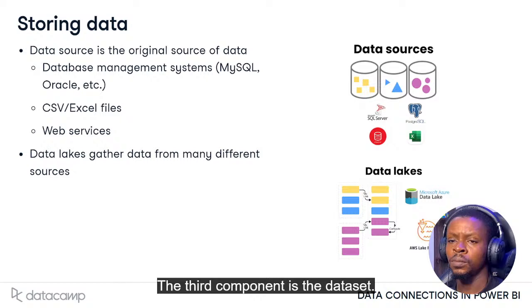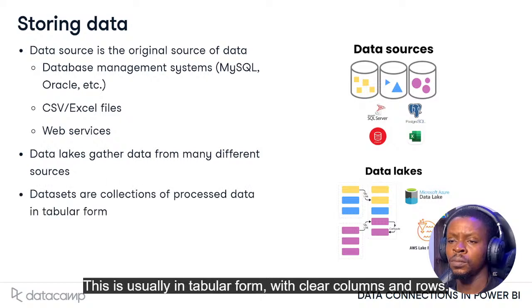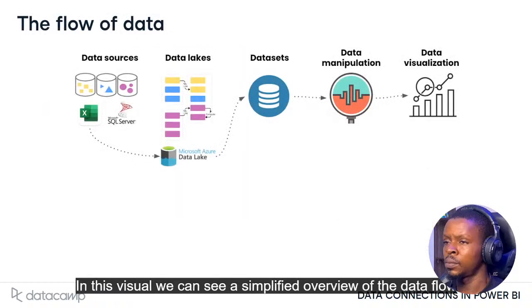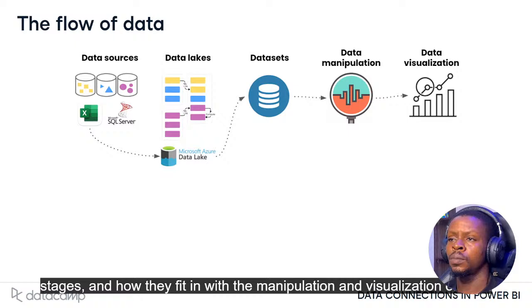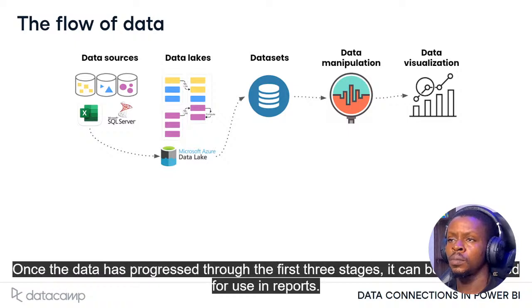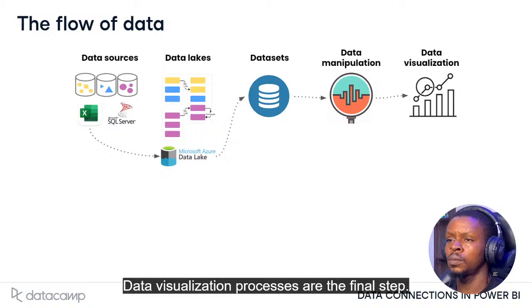The third component is the dataset. This is usually in tabular form with clear columns and rows. In this visual, we can see a simplified overview of the data flow stages and how they fit in with the manipulation and visualization of data. Once the data has progressed through the first three stages, it can be manipulated for use in reports. Data visualization processes are the final step.